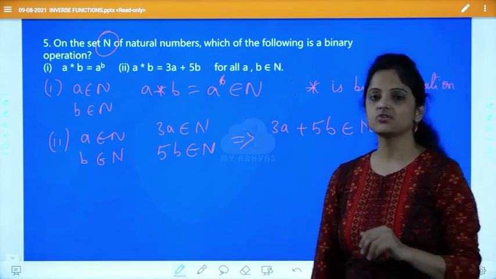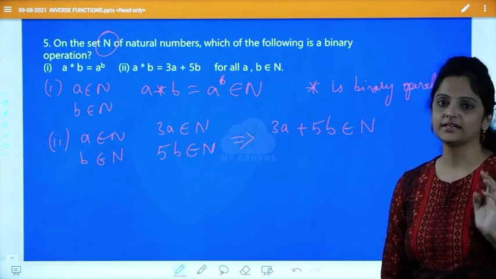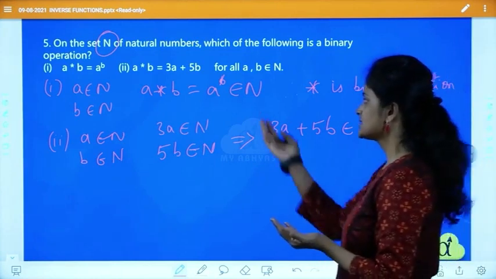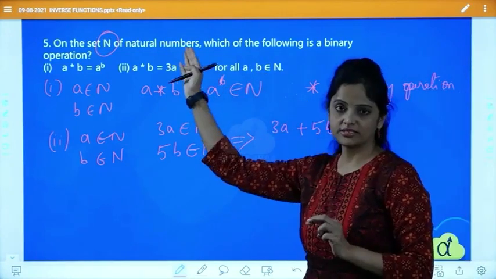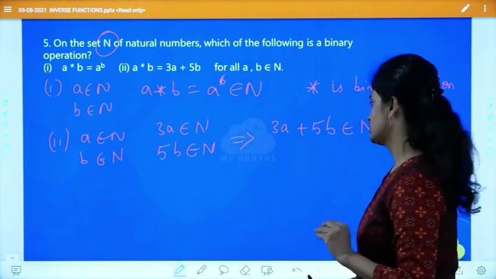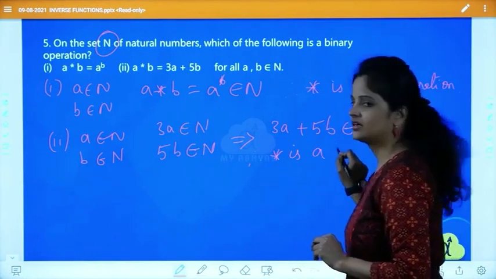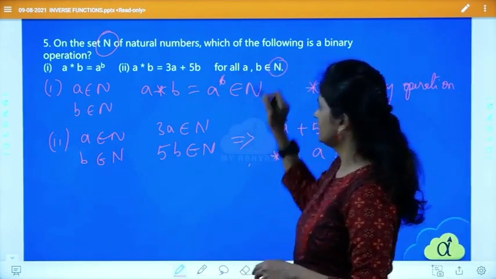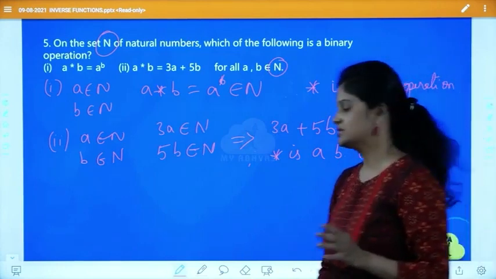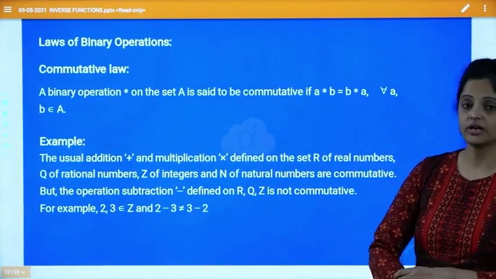Is there any chance of not getting a natural number from this? No, because sum is there. Sum of two natural numbers, and the product also, multiples also, will be a natural number. Therefore, star is a binary operation. Clear? So from this only I can tell, not for all the sets. It always depends on the set you are taking. First you have to see which set is being defined. Otherwise, it is difficult. You may go wrong there.